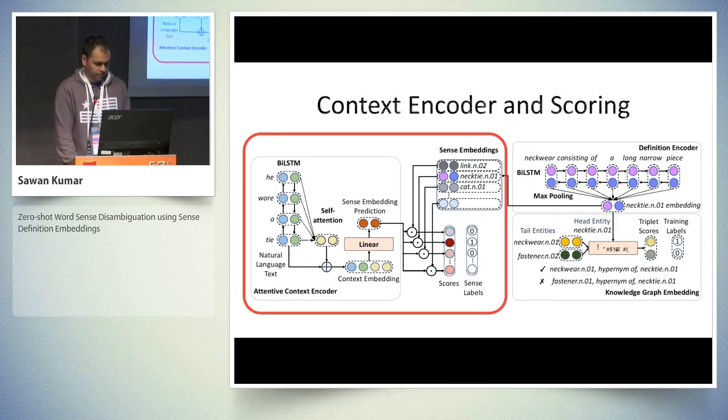To begin with, we have on the left a context encoder, which takes a natural language sentence which has, say, tie as the word to be disambiguated. It is fed to a bi-LSTM, followed by a self-attention module, which outputs a representation for each word in its context. We then compute similarity of this representation to each candidate sense's representation. The way we obtain this candidate sense representation here in this table is through a definition encoder, which I'll describe in the next few slides.